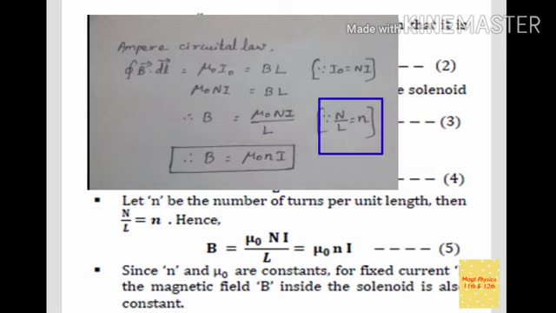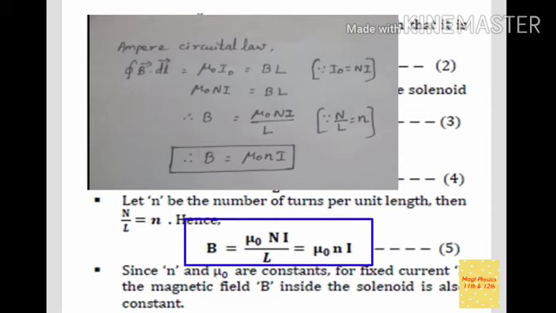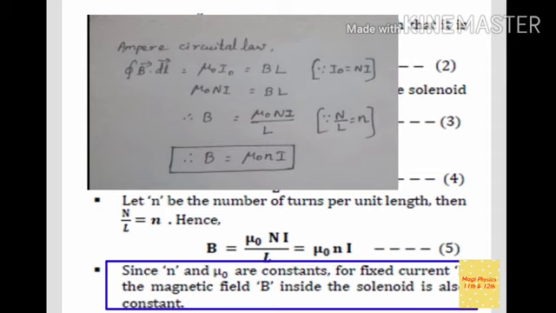In this equation, N by L is replaced by small n. This small n represents the number of turns per unit length of the solenoid. Hence, the equation becomes B is equal to mu naught NI by L is equal to mu naught nI. We know that n and mu naught are constants. For a fixed current I, the magnetic field B inside the solenoid is also constant.